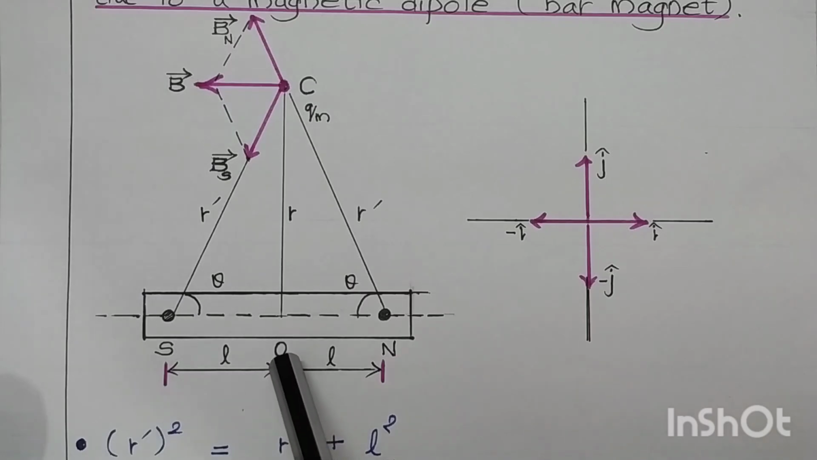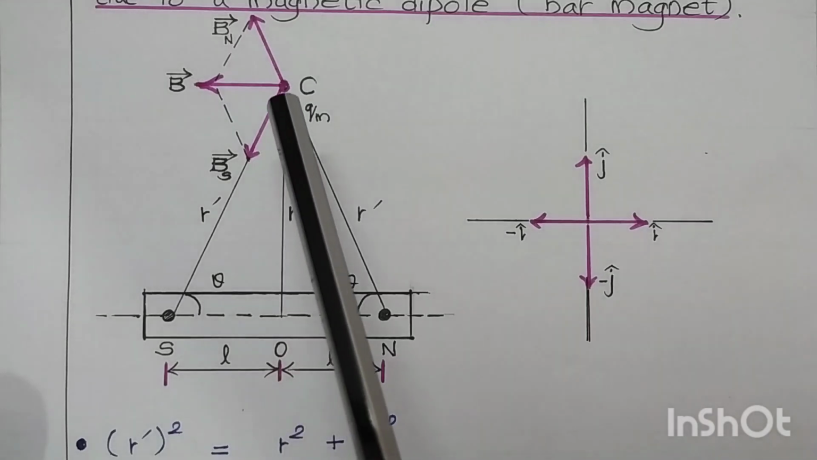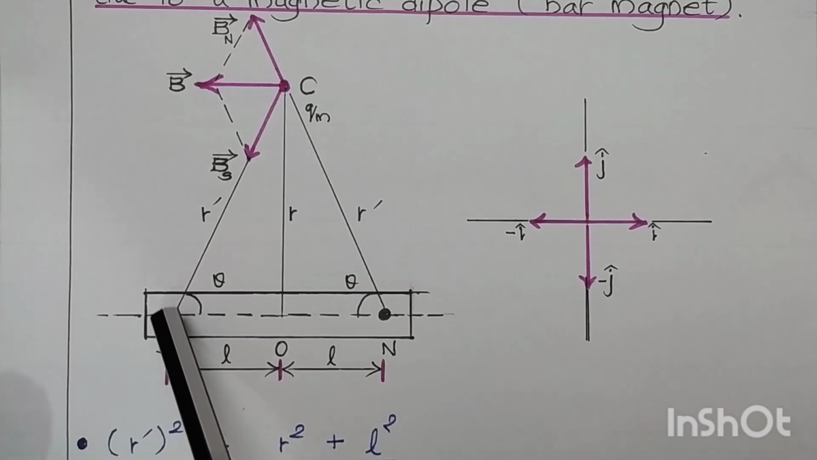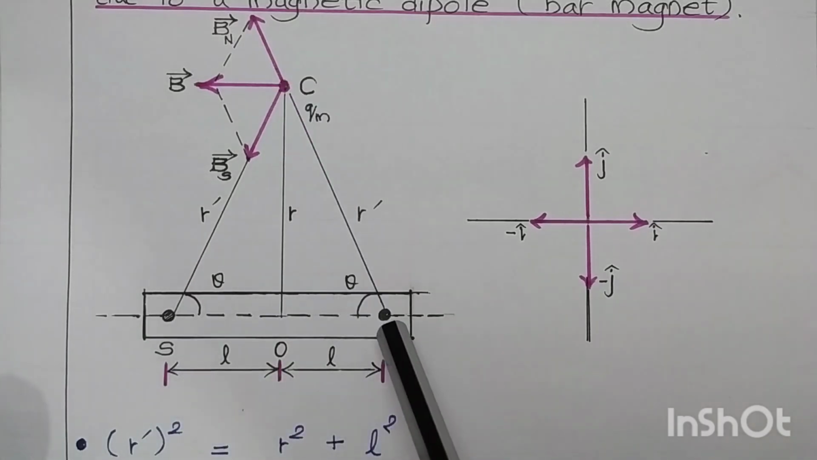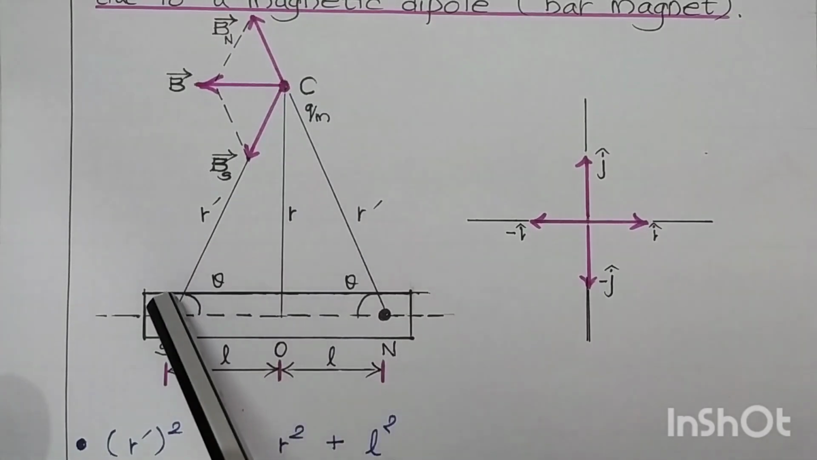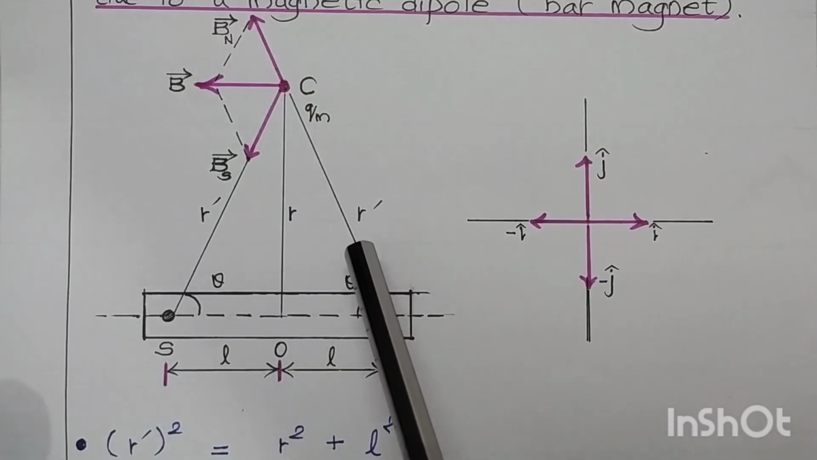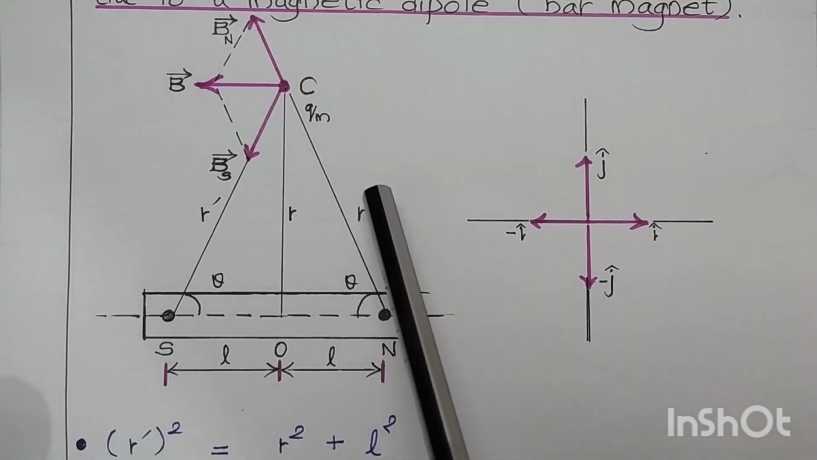Now the distance between the center of the bar magnet and C is r. Now join S and C, similarly N and C. This distance is r dash. In the same way, this distance is also denoted as r dash.